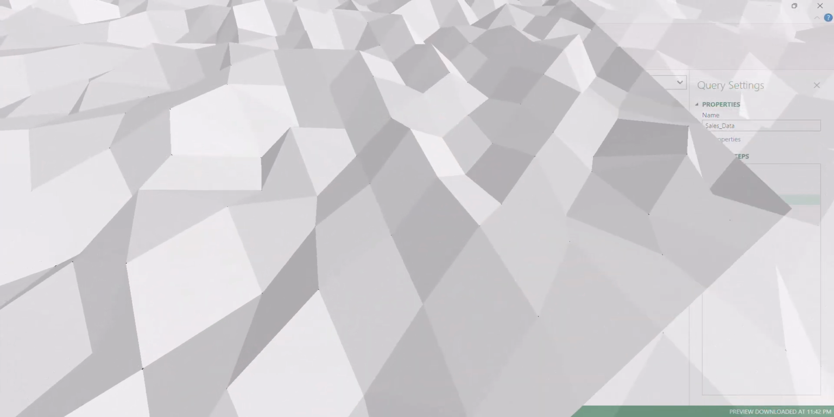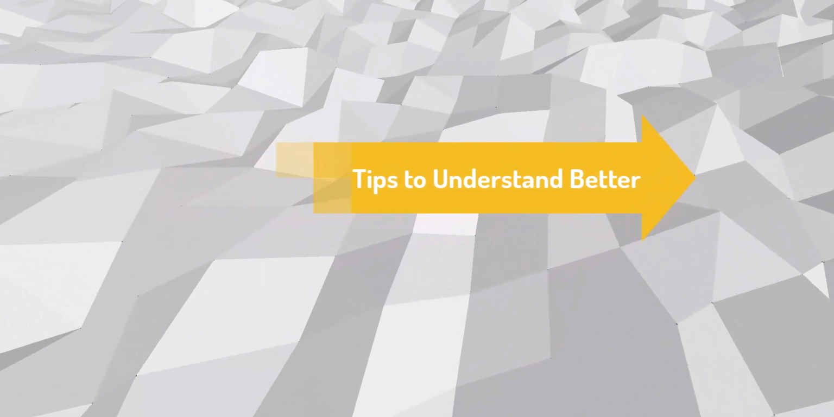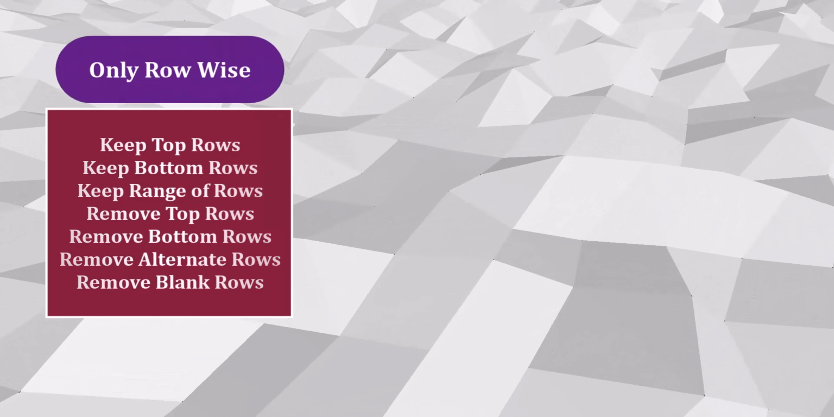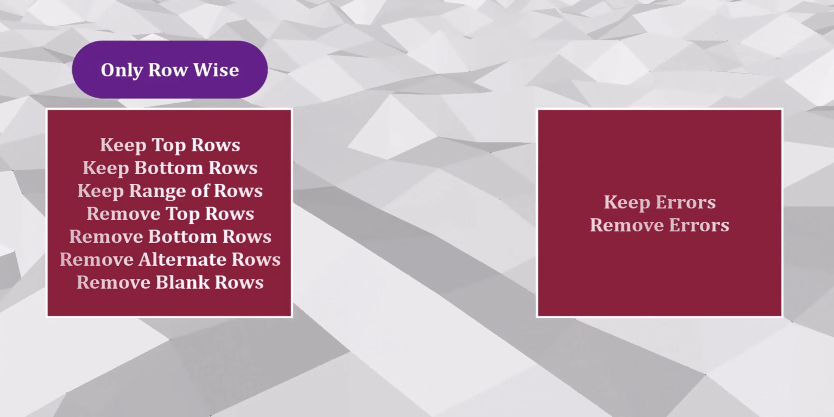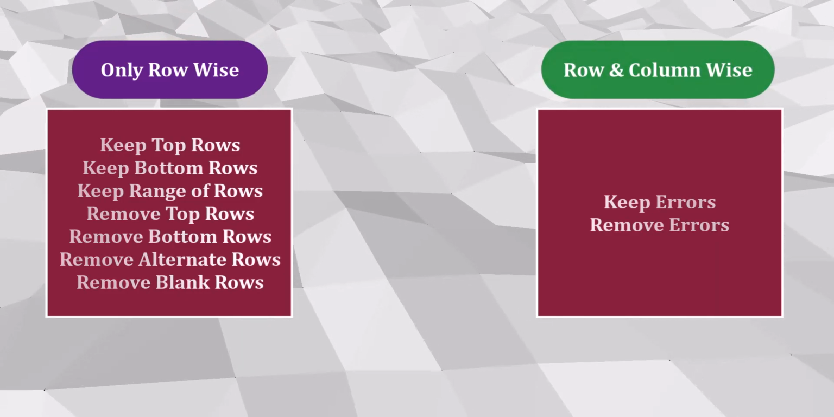Let's take a closer look at the topics that we have discussed now. Here are the tips to better understand the topics discussed today. The topics towards the left can be used only row-wise, and towards the right we have a list that can be applied either column-wise or row-wise. You can use both ends.